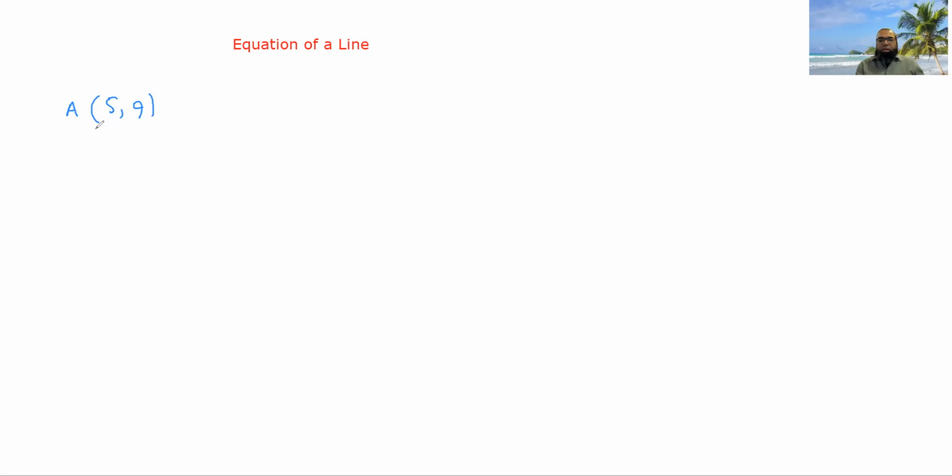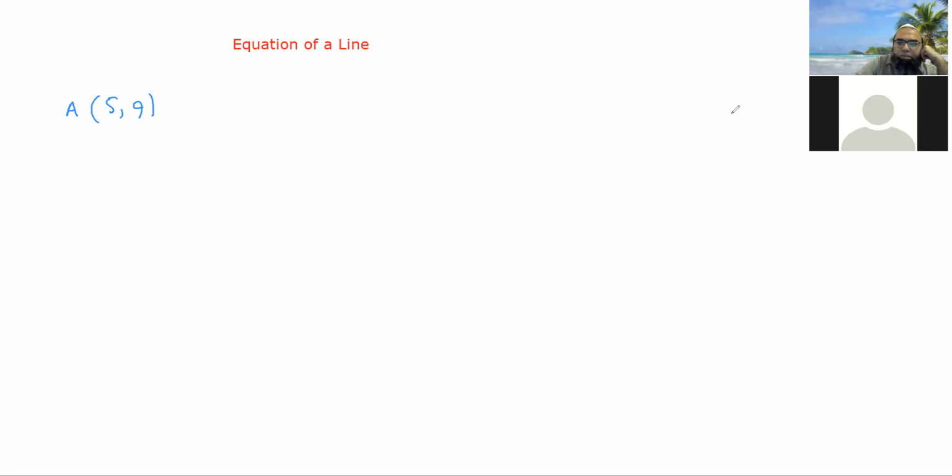Yes. Anyone? That is parallel to the y equal to 9. That is y equal to 9. Don't tell me. That will be x equal to 5.